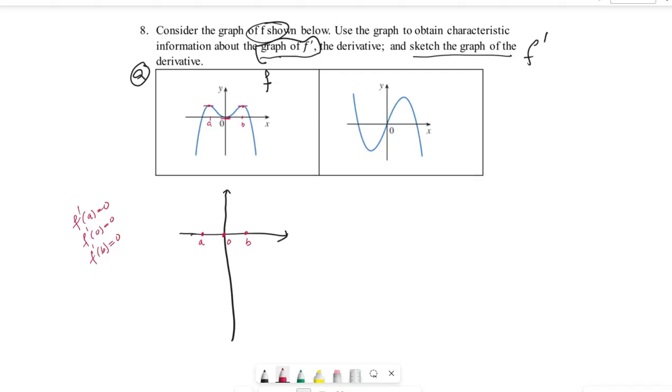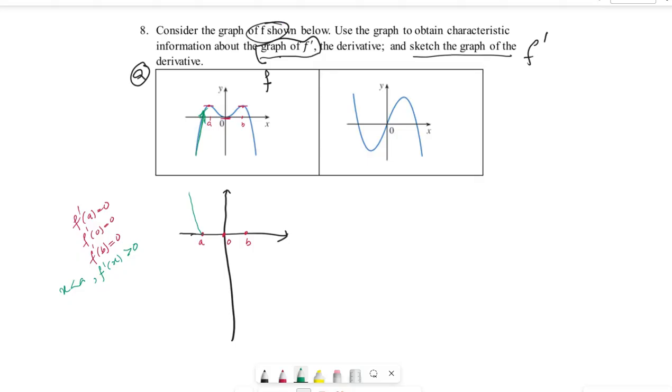Now, next part. When x is less than a, the function is increasing. So the slope of the tangent is positive. So f prime of x when x is less than a would be a positive number because function is increasing. The slope is positive. So it's something above the x-axis, but it finally reaches 0. So it's slowly decreasing to get to 0.